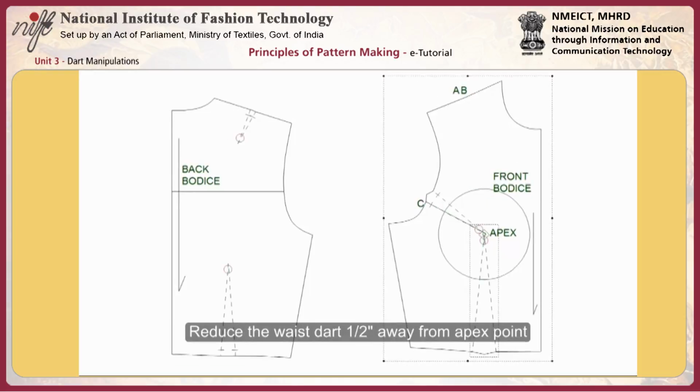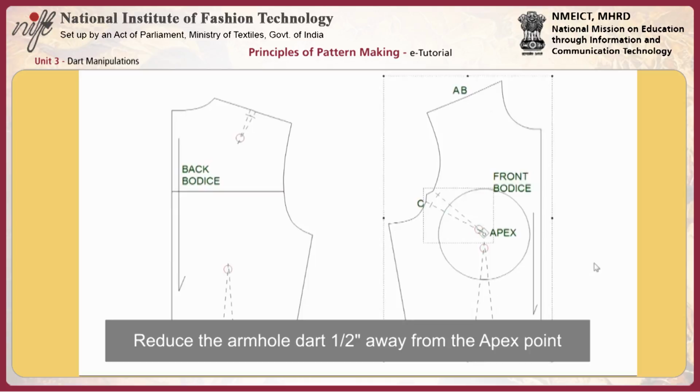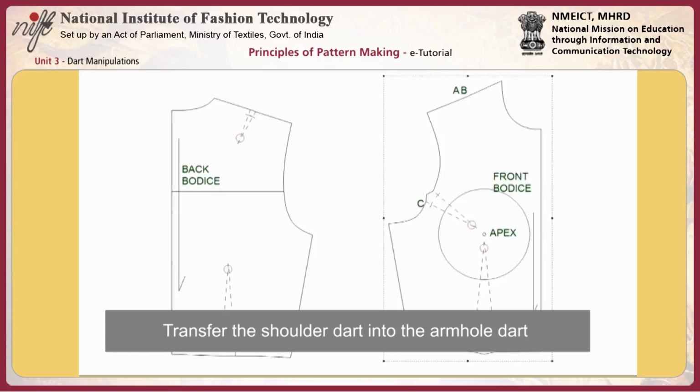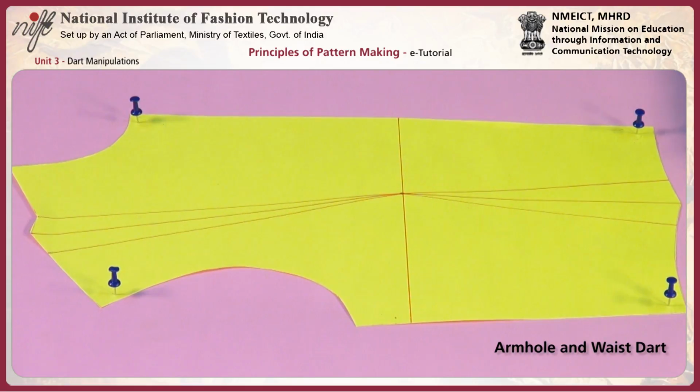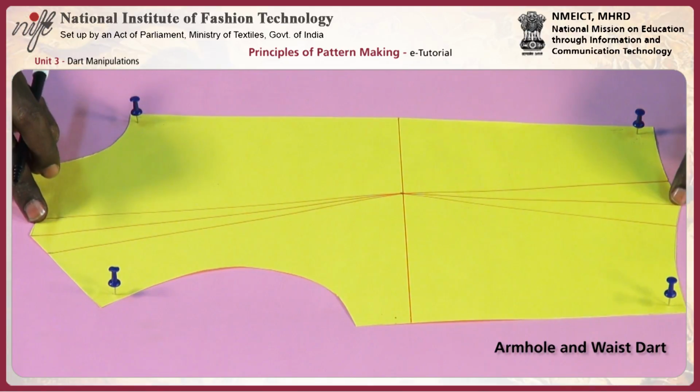Reduce the waist dart half an inch away from apex point. Reduce the armhole dart half an inch away from apex point. Now we transfer the shoulder dart into armhole dart. Now we are going to make armhole and waist dart. To make this, use the shoulder and waist dart sloper.